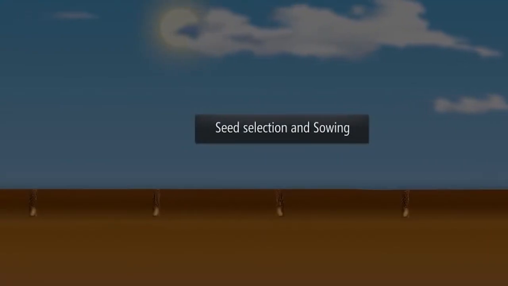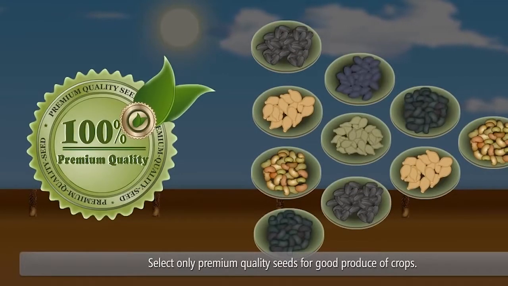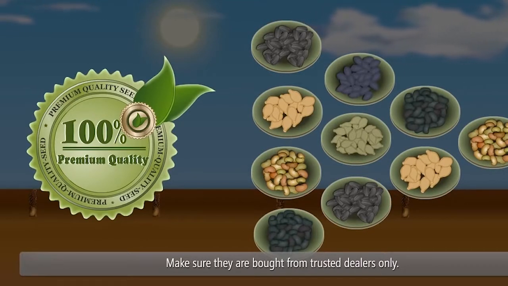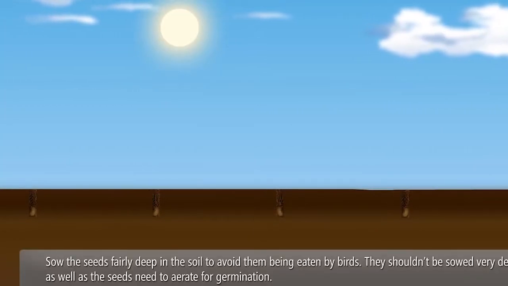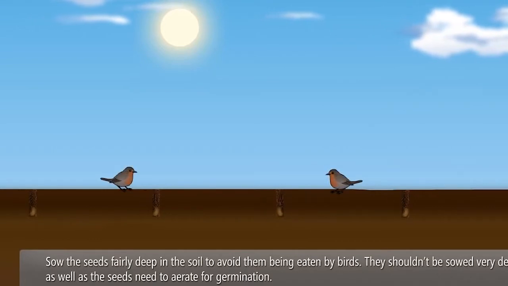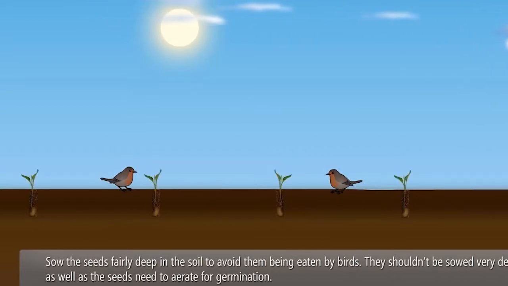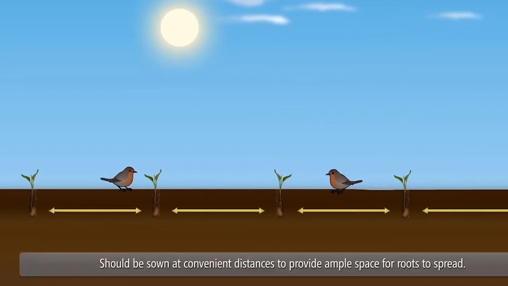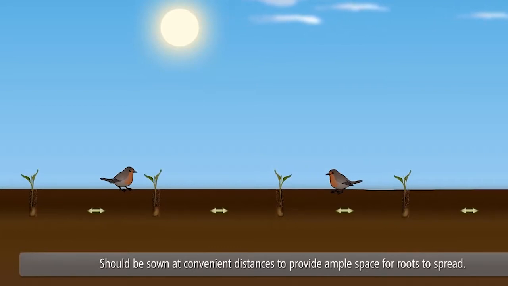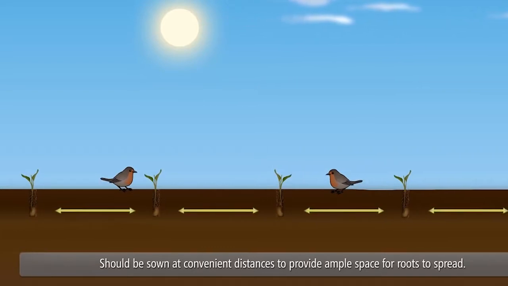Seed selection and sowing. Select only premium quality seeds for good produce of crops. Make sure they are bought from trusted dealers only. Sow the seeds fairly deep in the soil to avoid them being eaten by birds. They shouldn't be sowed very deep, as the seeds need to aerate for germination. Should be sown at convenient distances to provide ample space for roots to spread.